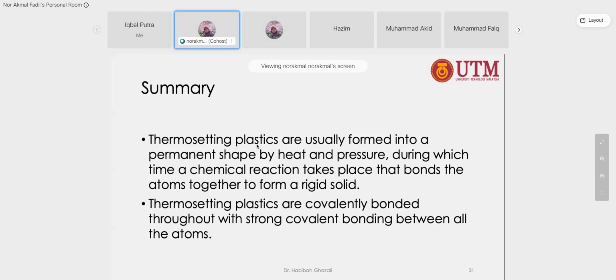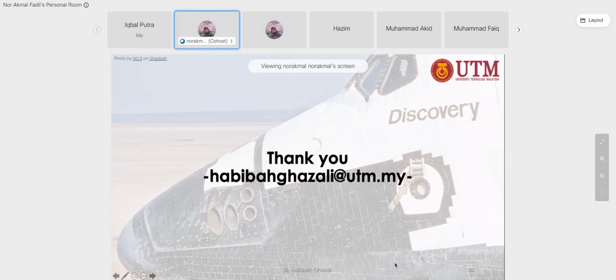So for this kind of forming, it involves a chemical reaction that takes place to form the final product, which is a rigid solid structure. And thermosetting plastics are covalently bonded throughout, with strong covalent bonding between all the atoms. Okay, I think that's all for the polymer.